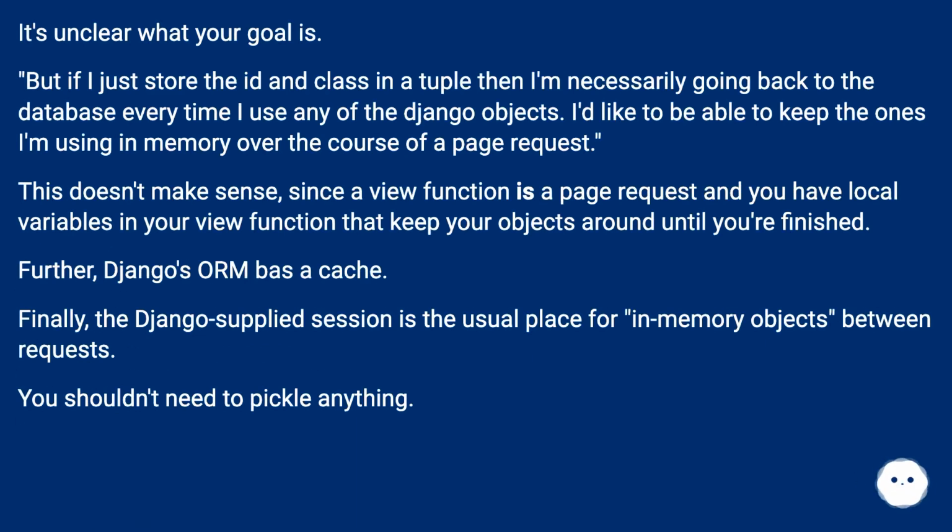It's unclear what your goal is. But if I just store the ID and class in a tuple, then I'm necessarily going back to the database every time I use any of the Django objects. I'd like to be able to keep the ones I'm using in memory over the course of a page request.